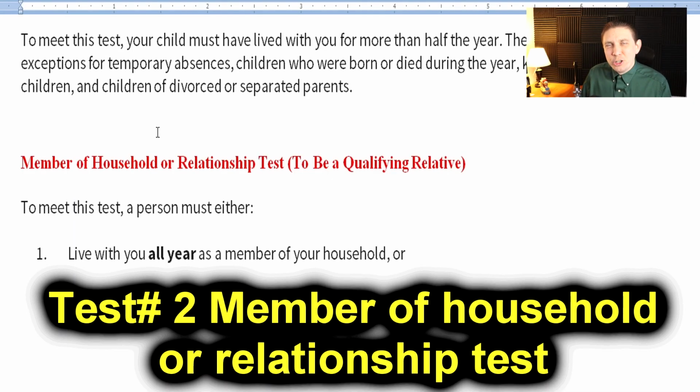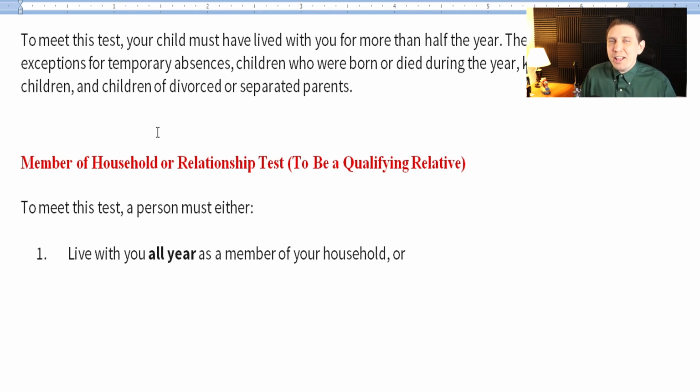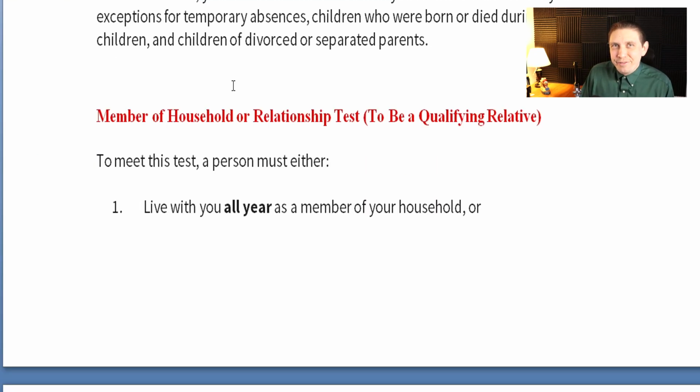Once you've determined that the person you're trying to claim is not a qualifying child, you can then move on to the member of household or relationship test, which I think these next few tests are a lot easier to describe and explain. In a nutshell, what you need to know is if the person is related to you, like an aunt or uncle, it could be your niece or nephew, grandparent, it could be your mom or dad, they don't necessarily have to live with you. If, however, the person's not actually related to you by blood or by marriage, maybe it's your boyfriend, your girlfriend, maybe it's somebody else, maybe you're just helping a friend out and they're living with you, they have to live with you in your household the entire year. If they did not, you can't claim them. But remember, if they are a relative, like some of the ones I just described, they don't necessarily have to live with you.